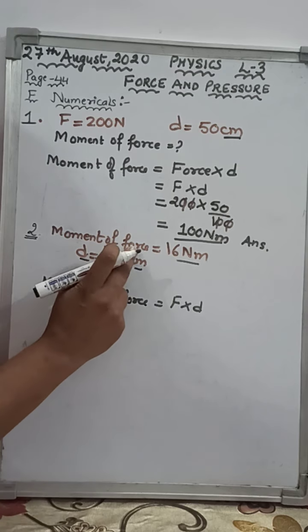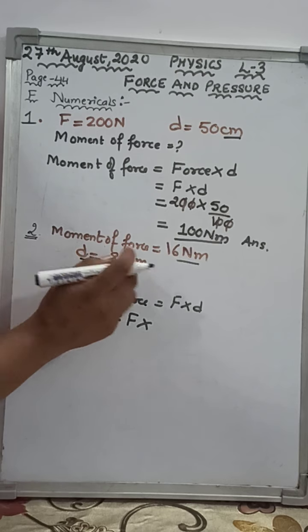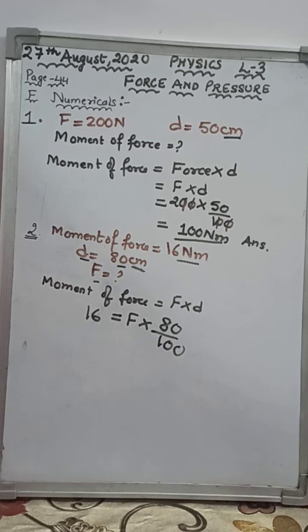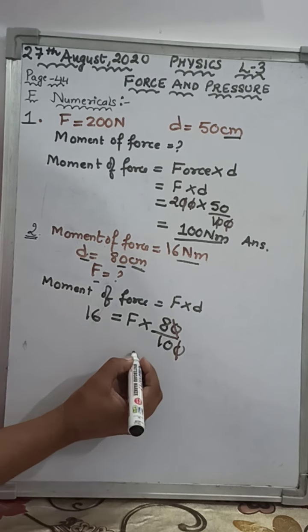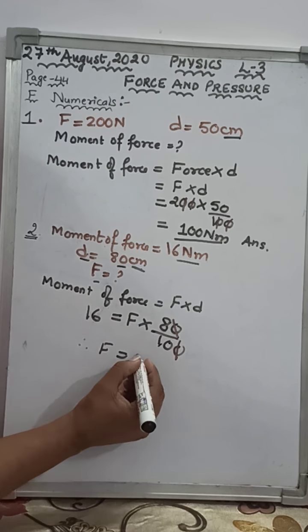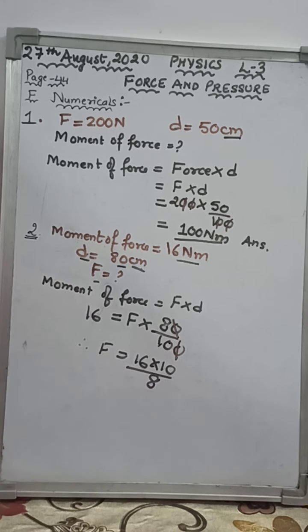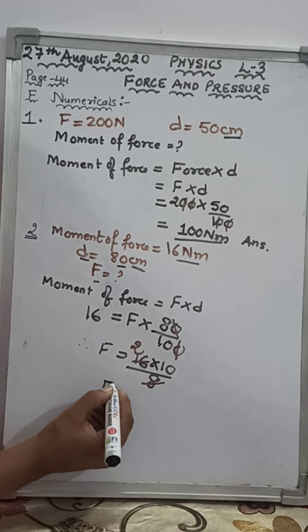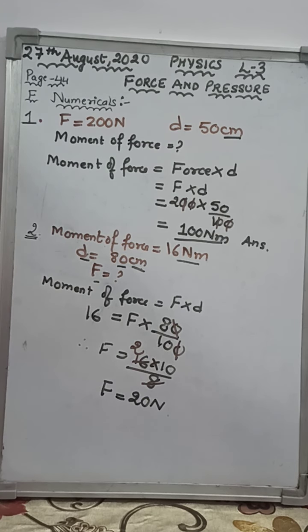Now we'll substitute the value. Moment of force is 16. F we have to find, and the distance D is given to us, 80 centimeter. Now this is given in centimeter. You will divide by 100 in order to change into meter. So you will cancel it. Now F will be equal to, cross multiply. Clear? This 10 will go in the numerator and this 8 will come in the denominator. Now you will cancel with the table of 8, 2 times. So the force applied F will be 20 Newton. Answer of numerical number 2.